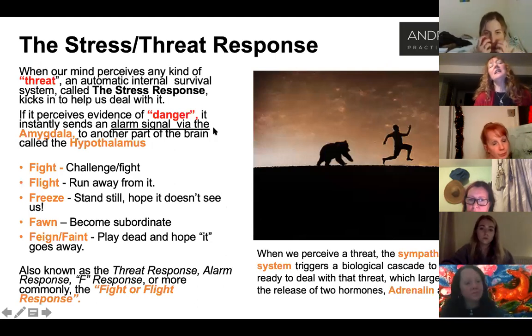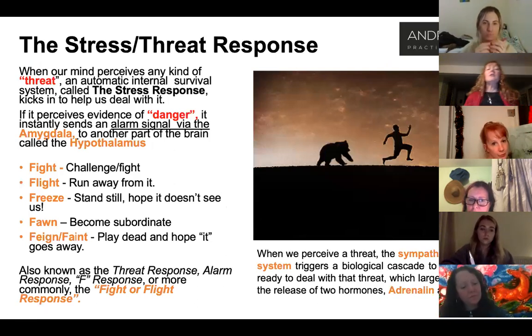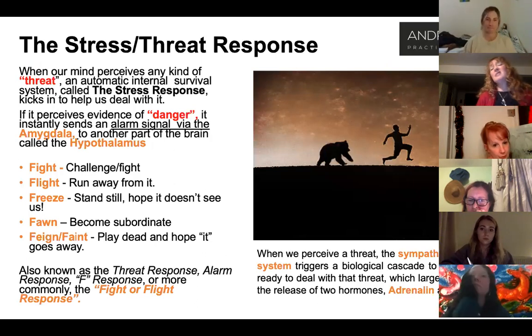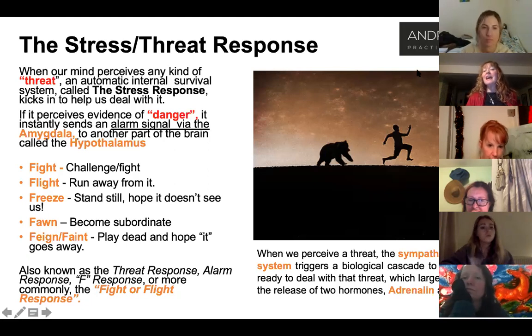Now, this is the stress response, often referred to as the fight or flight response. I'm sure all of you have come across that at some point. It's where our mind perceives any kind of threat. It's like an internal security or survival system, okay? And it kicks in to help us deal with it, even sometimes when it doesn't need to.